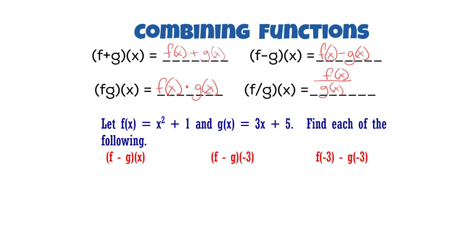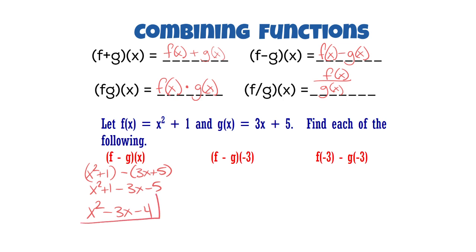Let's go ahead and try a few of these. I've got our process here. We're going to take f minus g of x. So the f function would be x squared plus 1, and I'm going to subtract the g function. It's going to look like this. I'm going to distribute that negative and combine like terms. That's what it will simplify to, and we can just box that in. We're done.